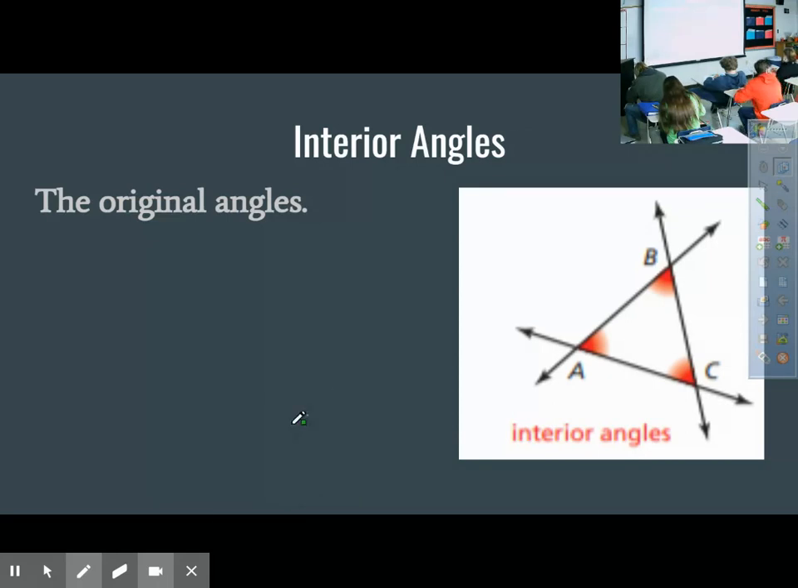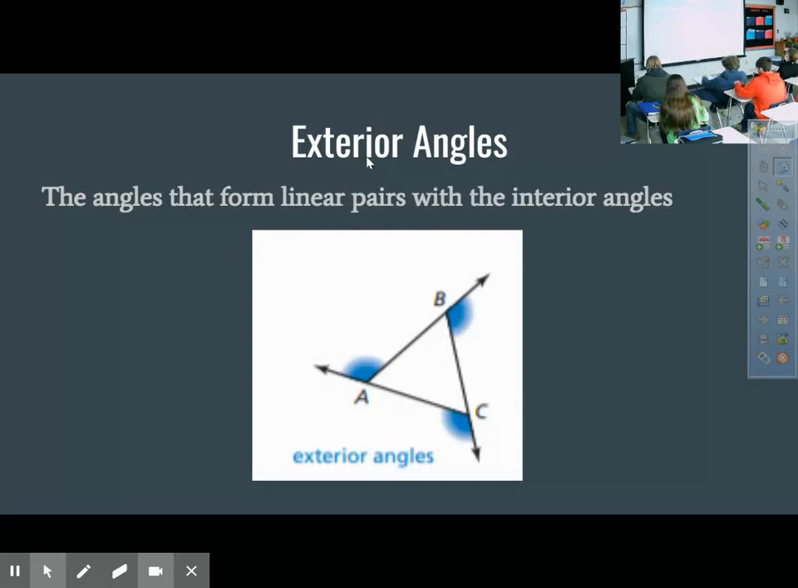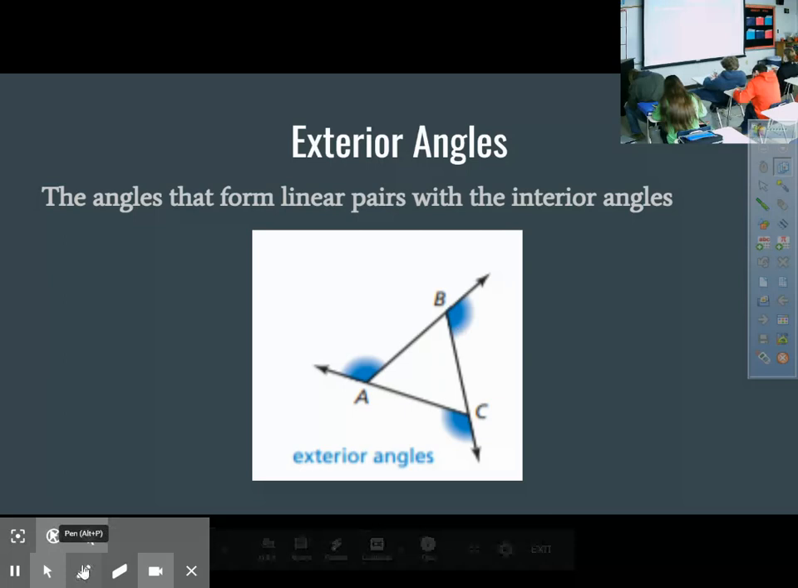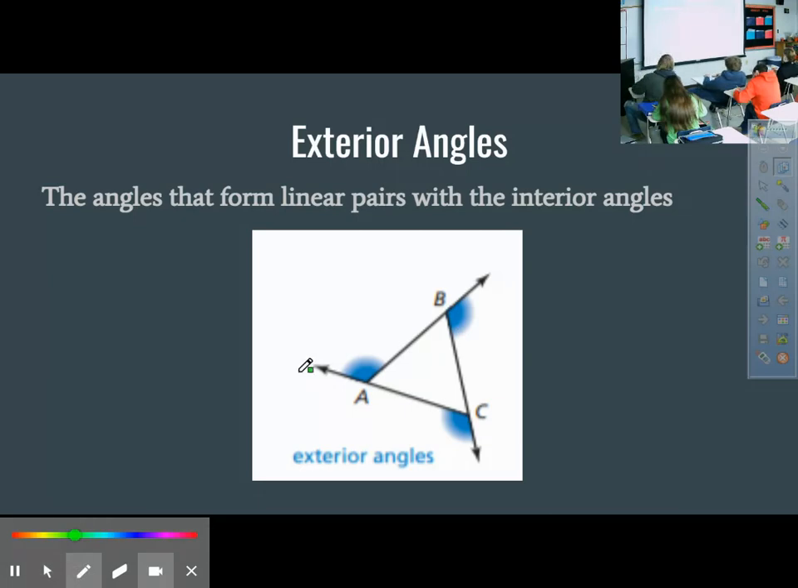Alright, the other thing is exterior angles. I want you to color those a different color, and I've got another picture. Okay, so for the definition of exterior angles, you need to write the angles that form linear pairs with the interior angles. Remember, a linear pair are 2 adjacent angles side by side that make a straight line. They add up to 180. And then on your picture, I need you to color the exterior angles a different color than what you did the interior.